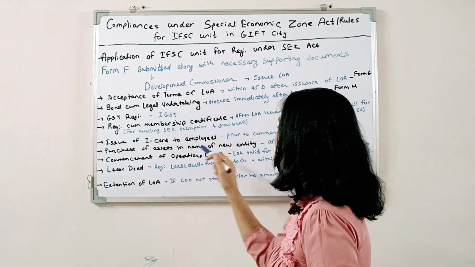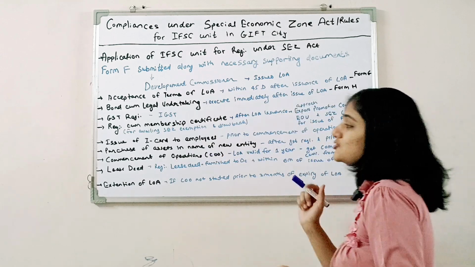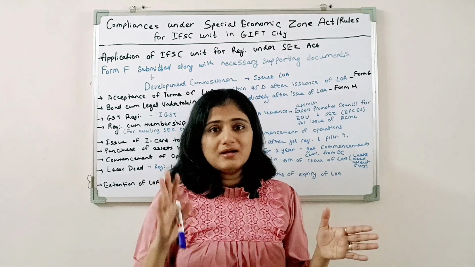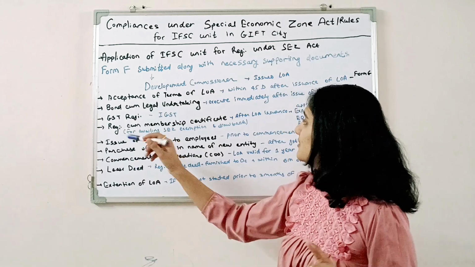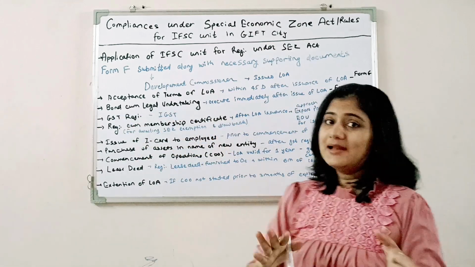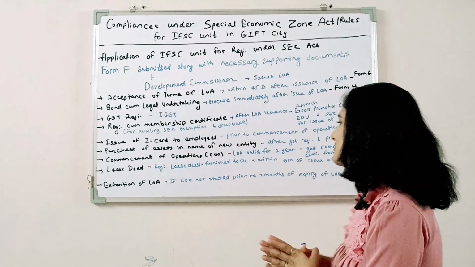So next is purchase of assets in the name of the new entity. It is also to be done post GST registration and execution of this bond cum legal undertaking and prior to commencement of the operations.